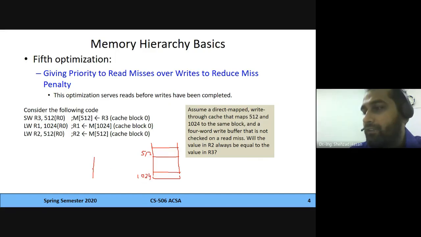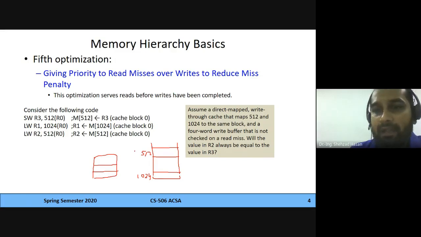And then we have a cache over here, which is going to map both of them to a single line, right? So both of them are going to map at a single line. Now, here we have said that write through maps 512 to the same block. So let's assume that initially this cache is empty, so none of them are currently in the cache.